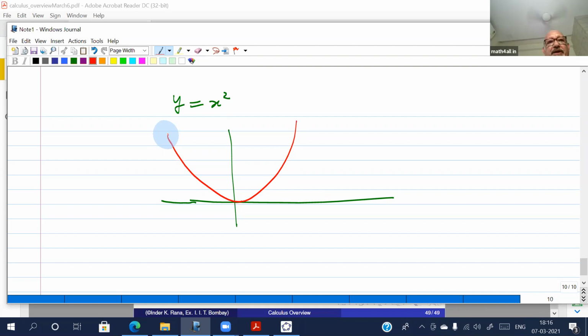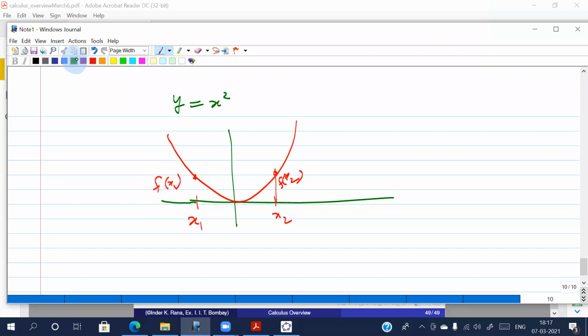So this is because we have been told, we start believing. But let us take this picture for the time being to make you understand what is convex. So take any 2 points, x1 and x2. Here is the value x1, here is the value x2, f of x2, and this is f of x1. Let's draw the segment joining these 2 points.